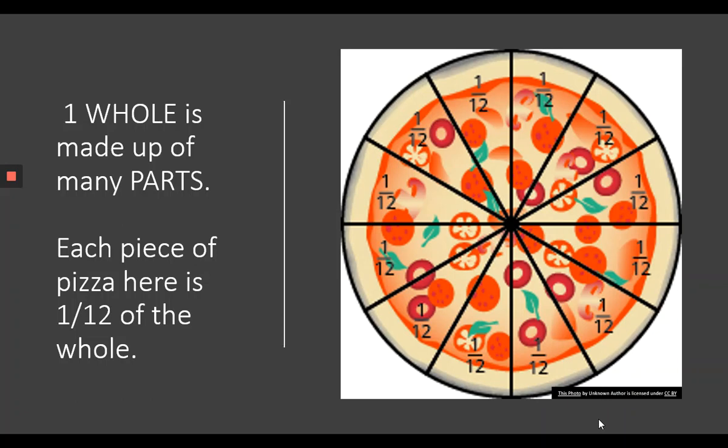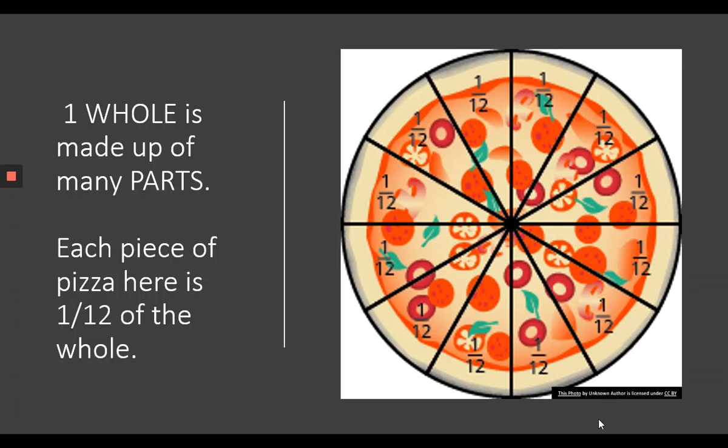I want to remind you that one whole is made up of many parts. We describe that with fractions. The numerator is the number of parts that we're referring to, and the denominator is the total number of parts that, if we had all of them, would make up one whole. So for example, we have a piece of pizza here. Each piece of this pizza would be 1/12 because there are a total of 12 pieces of pizza.